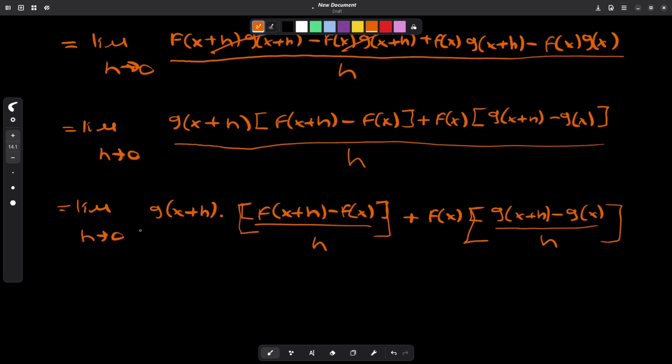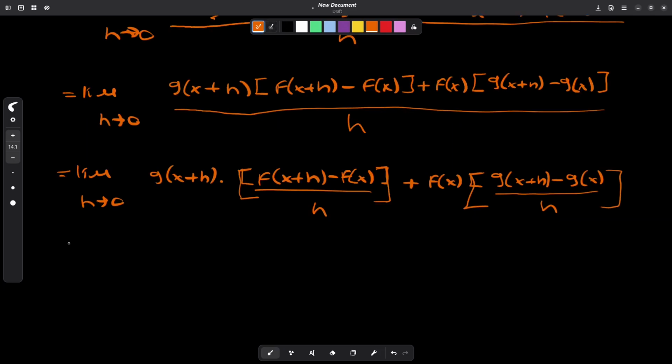If I plug the h in, we have one here, so that will be enough for us. g(x) from here. From here, we know that this limit is the definition of our derivative, right? So this gives us f'(x). Plus, we have f(x) here. Why did I not write g(x+h)? Of course, I plugged the h in here. Plus, from here we get the derivative of g(x).